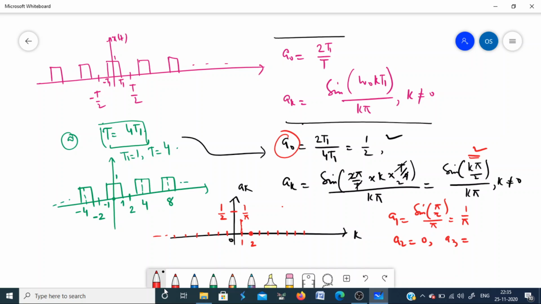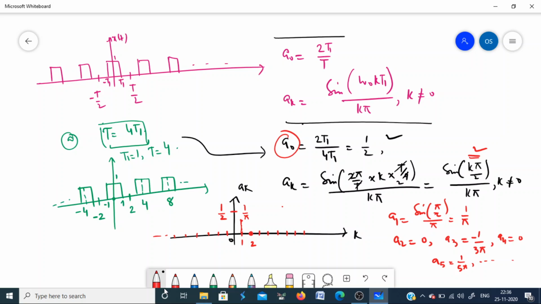Then a3 is sine of 3 pi by 2. Sine of 3 pi by 2 is minus 1, so minus 1 by 3 pi, since k is now 3. Then a4 is again 0 because it becomes sine 2 pi, which is 0. Then a5 will become again 1 by 5 pi. Then a6 and so on.